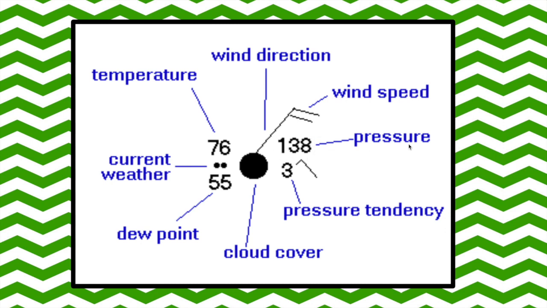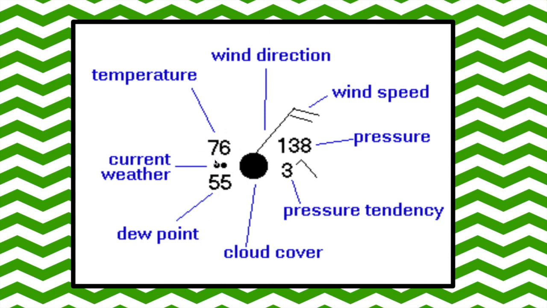138 right here is your air pressure. Your 3 is your pressure tendency, which we don't really end up talking about. Some of these are more relevant to us than others. Cloud coverage is how the small circle is shaded in. If it's only halfway shaded in, that's 50% cloud coverage. If it's not shaded in at all, that means it's clear. There's no cloud coverage. You got your dew point here.